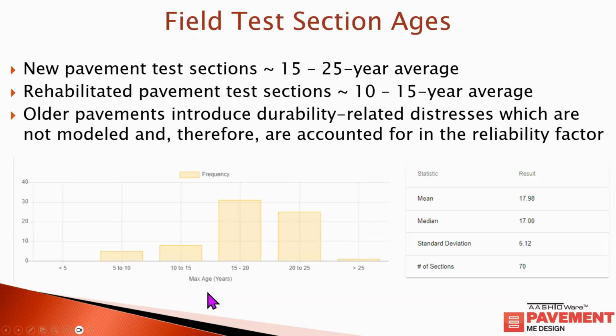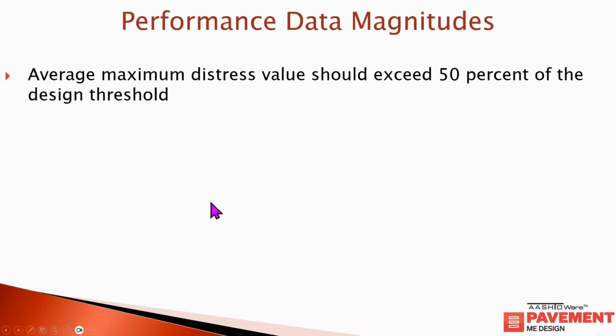And this is a screenshot showing you the bar chart for the age distribution of the sections for this particular example. And here you can see on the right side, the table shows that the mean age is almost 18 years, which is within the range we're looking for new pavements. That's good. And then it's going to show you the average maximum distress values.